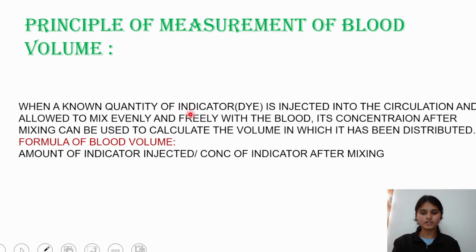A known quantity of indicator is injected into the circulation and allowed to mix evenly and freely with the blood. Its concentration after mixing can be used to calculate the volume in which it has been distributed. This over here is the blood. So the formula to calculate the blood volume is the amount of indicator injected divided by the concentration of the indicator after mixing. This was not deemed of much importance, but you will have to know this concept. It exists.